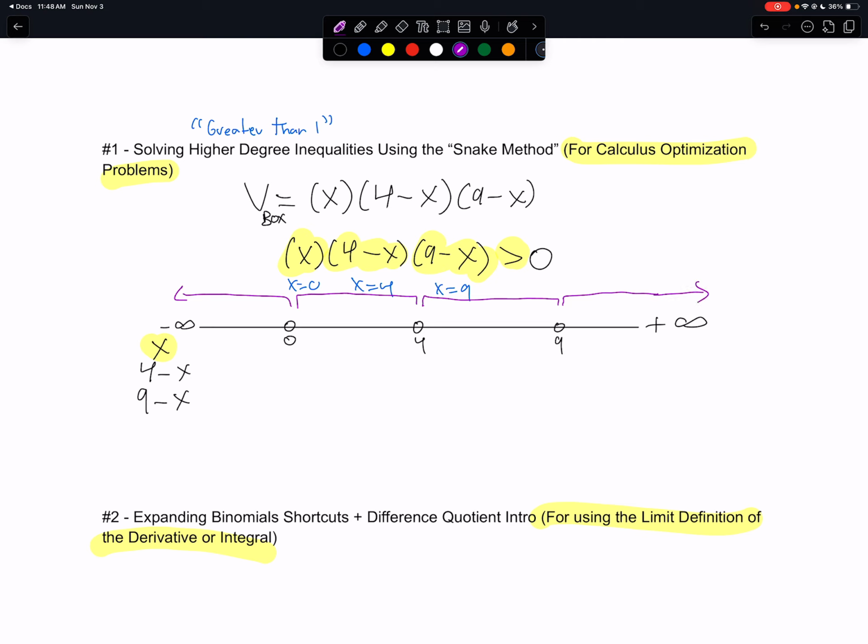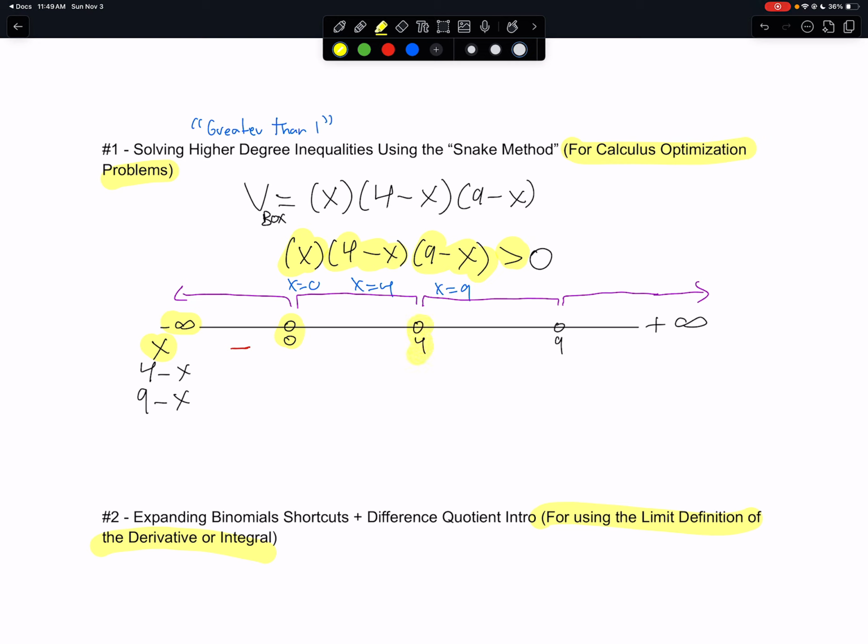So with x, for this first sub-interval, I want to pick a value between negative infinity and 0 and plug that in for x. Between negative infinity and 0, I'm going to pick negative 1. Negative 1 is negative, right? Because we plug in negative 1 for x. That's a negative value, so I'm just going to put a negative sign here. Sounds good.